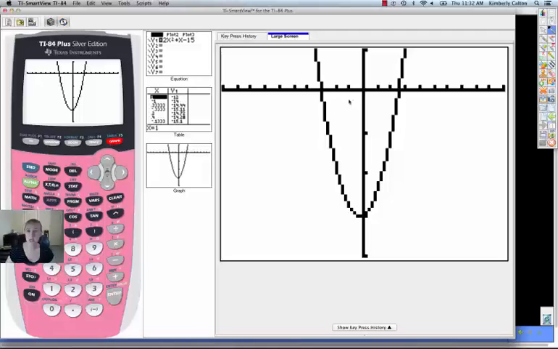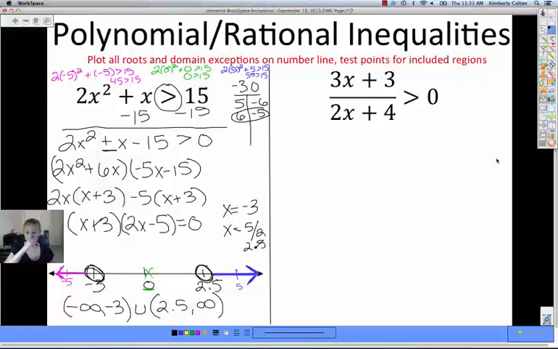So how do I decide which parts should be part of my answer? That's why it's so important to test those functions. So we know that it's this section out here and this section out here. And if you think about it, if this section had been part of my answer, all of this would also have been part of my answer, because it would have been weird to shade part of the parabola and not all of the parabola. So in this case, we're just shading the outside of the parabola, which is part of my answer. So let's go back and look at our other problem.